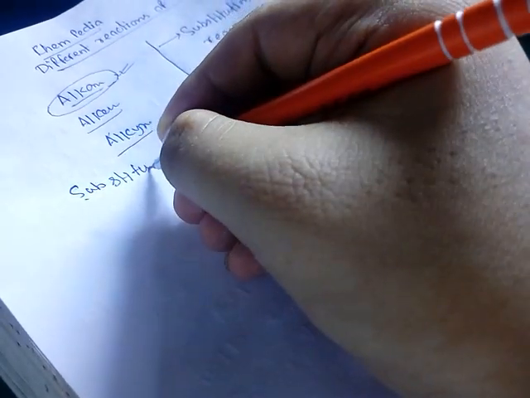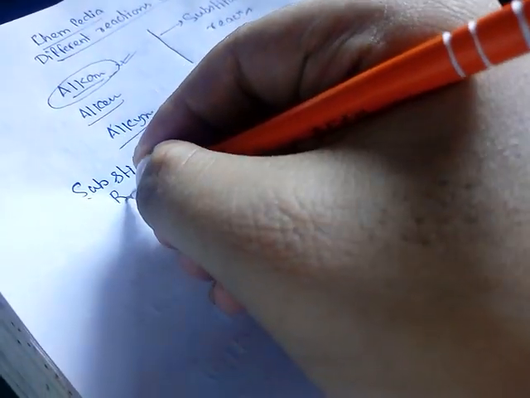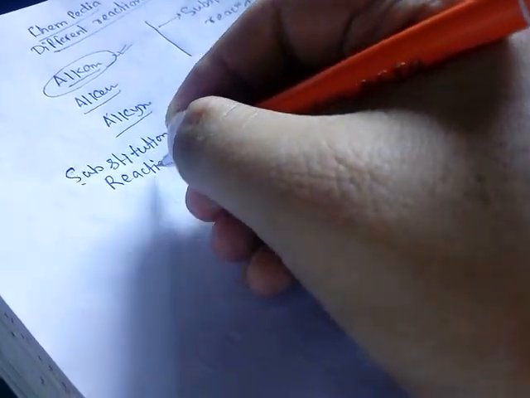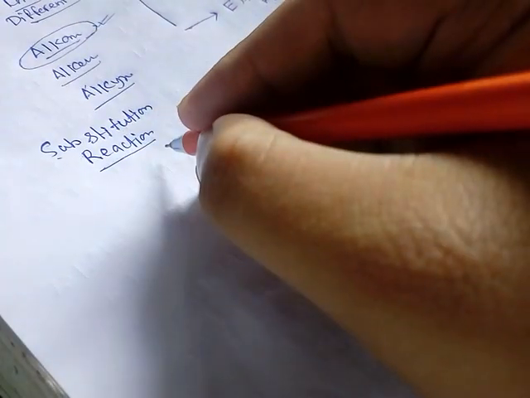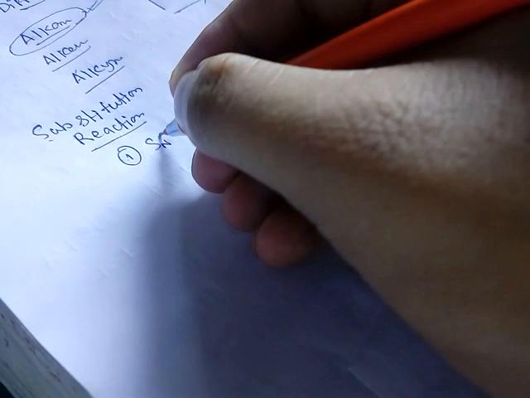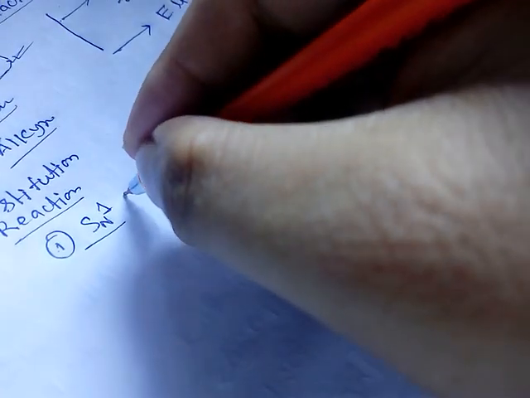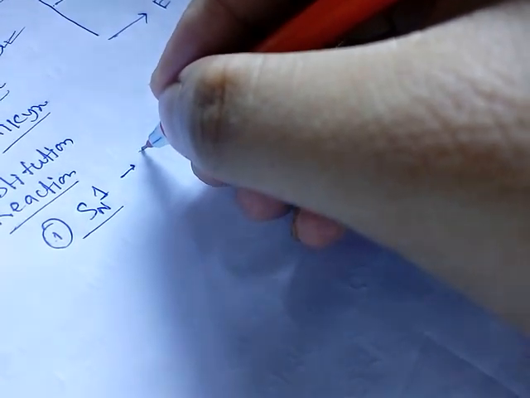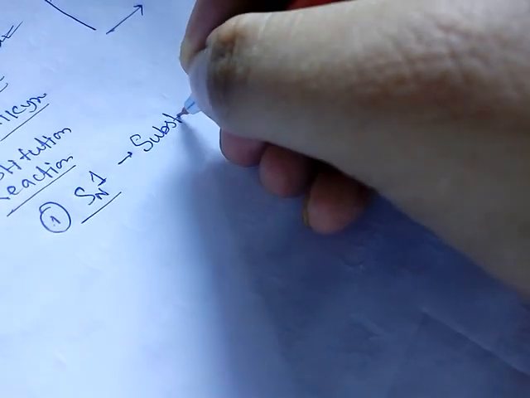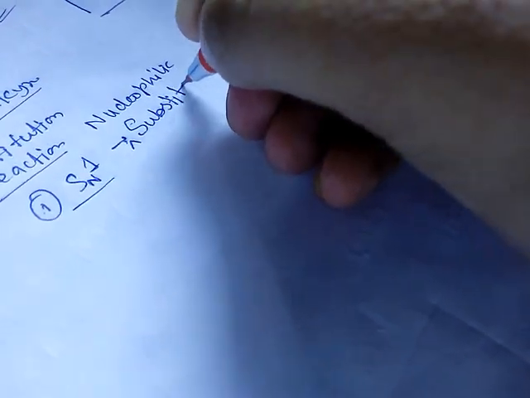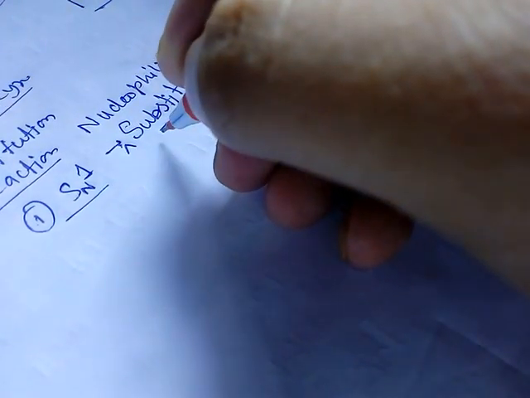Substitution reactions are mainly of three types. The first one is SN1 reaction. Now what about SN1? Let's see. SN1 means substitution nucleophilic with respect to first order. That means nucleophilic substitution first order reaction.